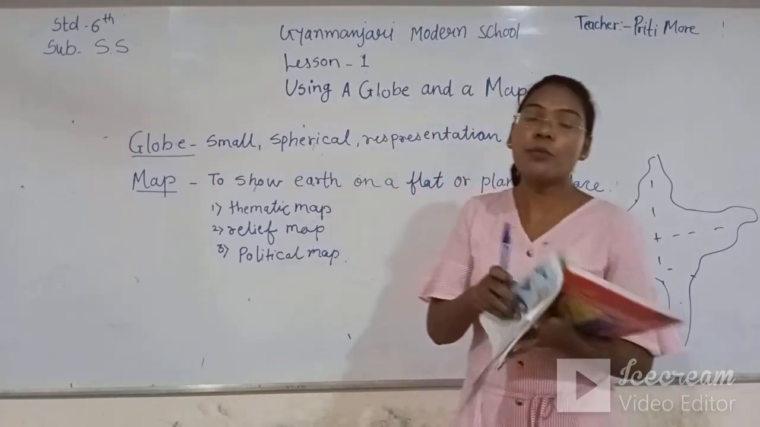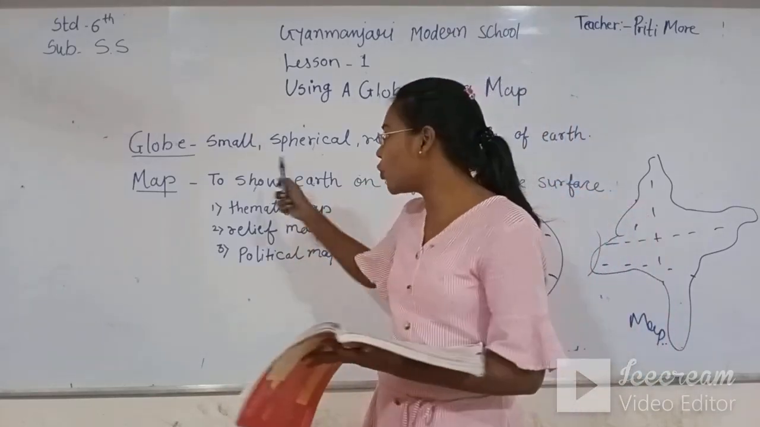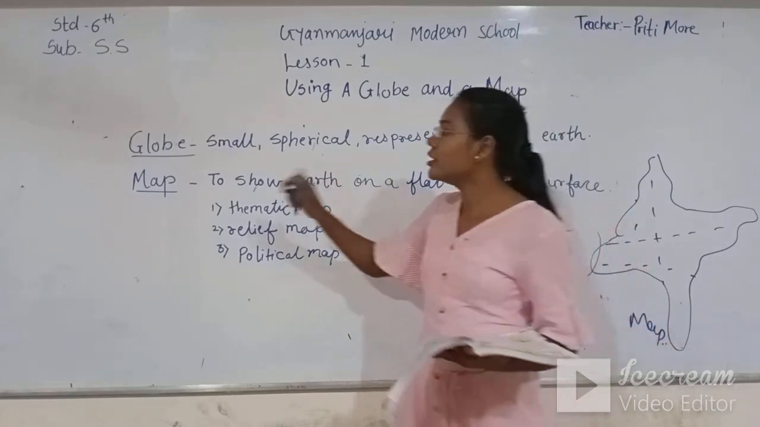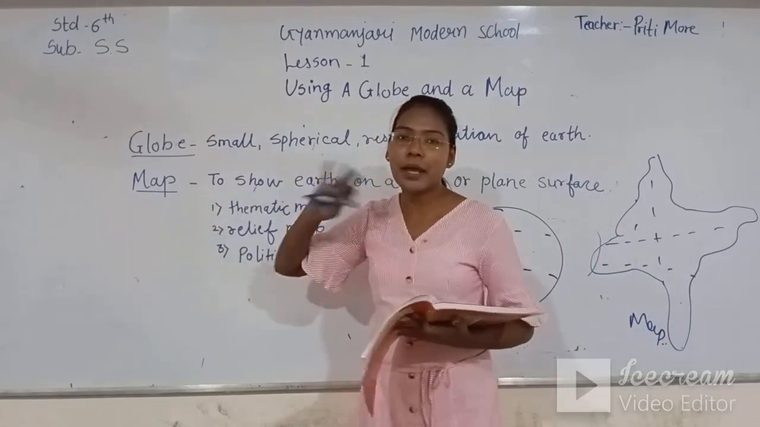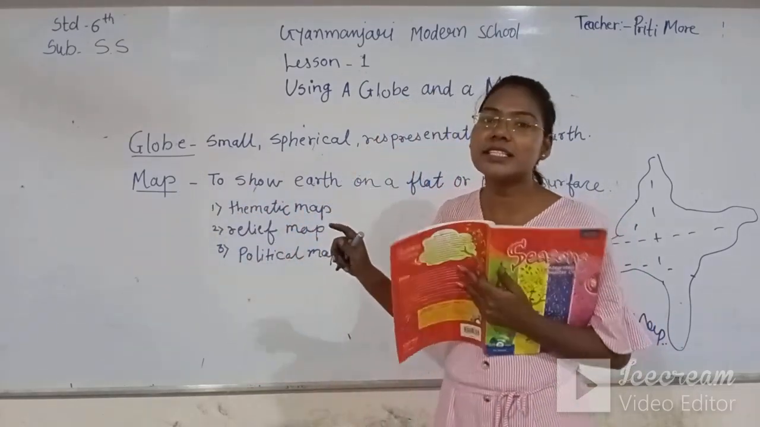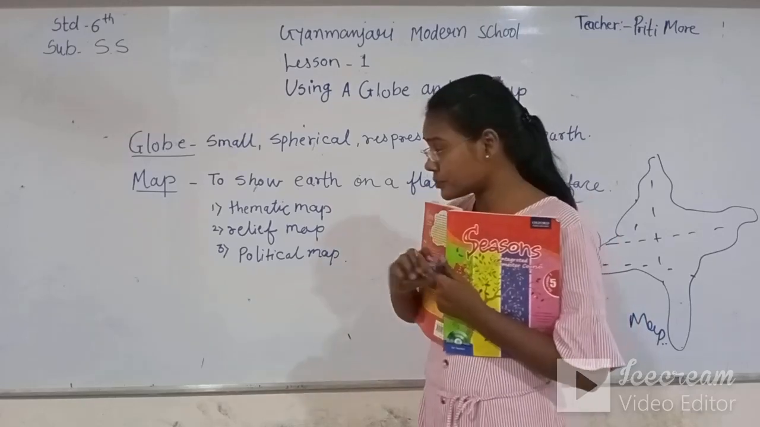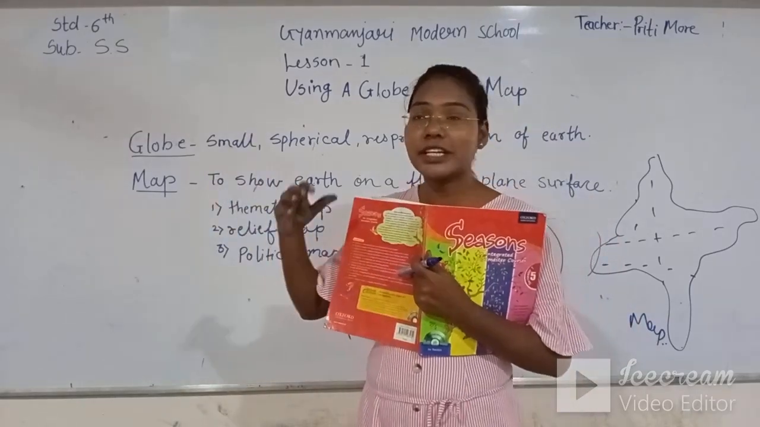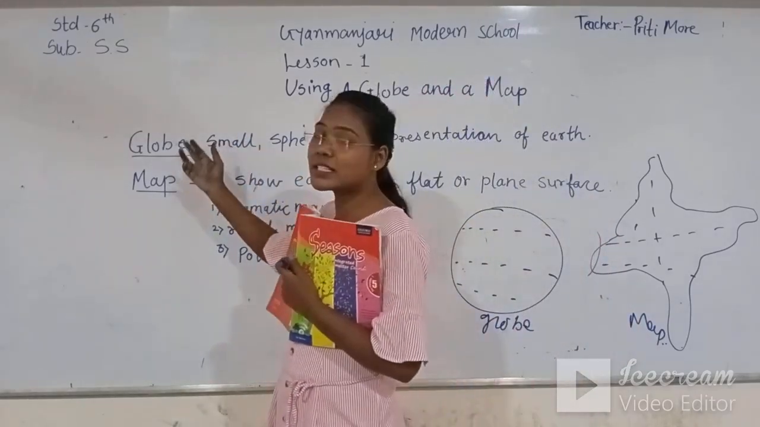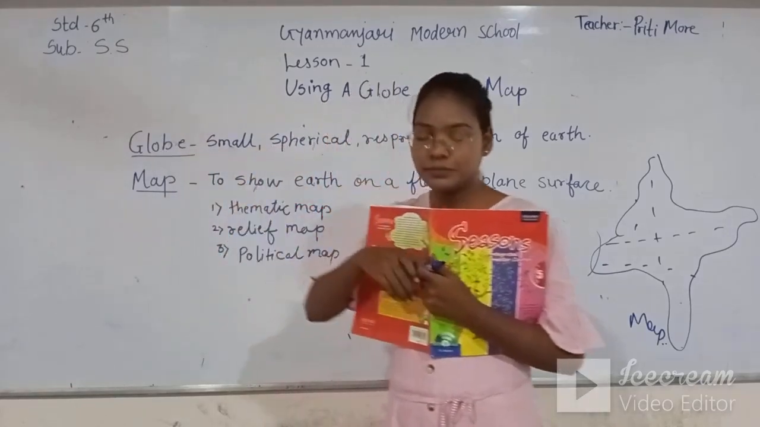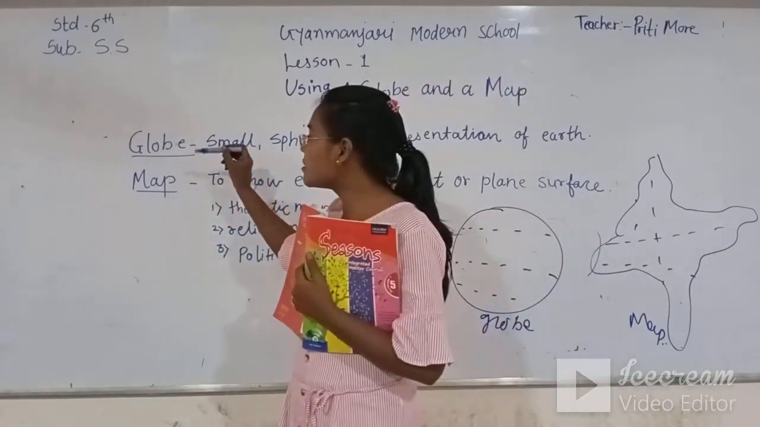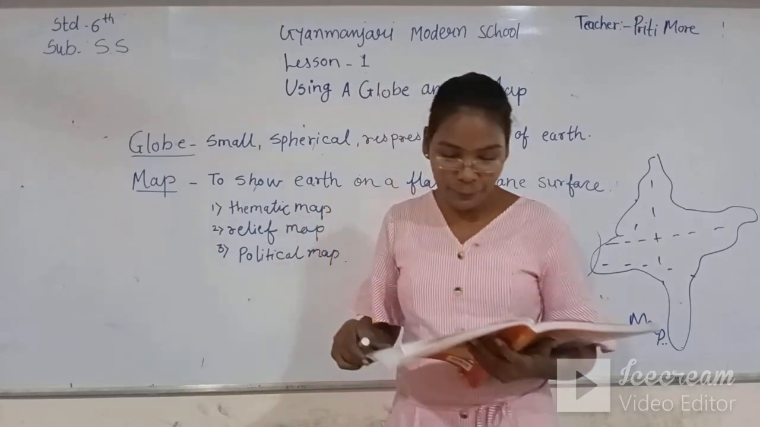Here we got the most important information: the globe is more important than the map, because a map is not accurate. Some places on the map are drawn very big, while on the globe the same place is small. That's why the globe is more important than the map.